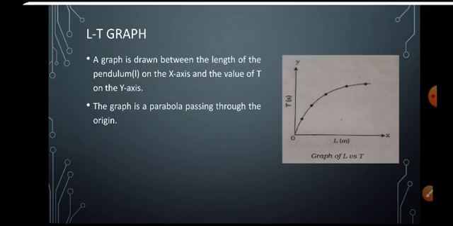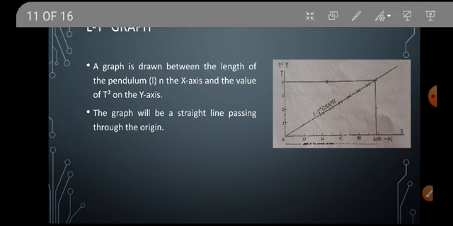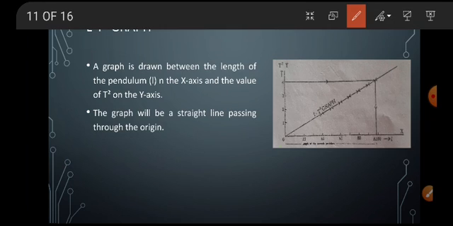So the L-T square graph will be a straight line which passes through the origin O. From this, the T square value is 4, corresponding length is 100 centimeter.